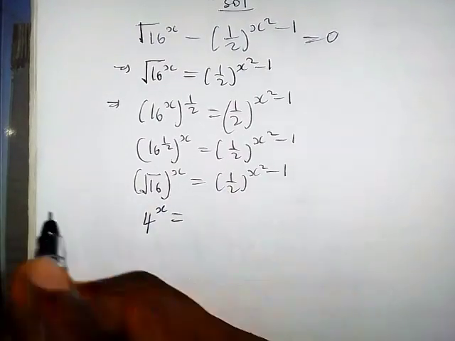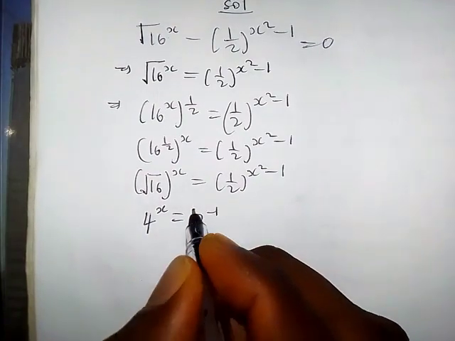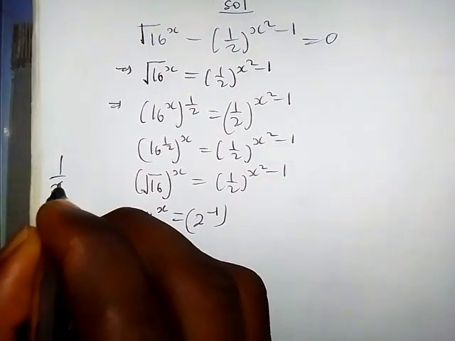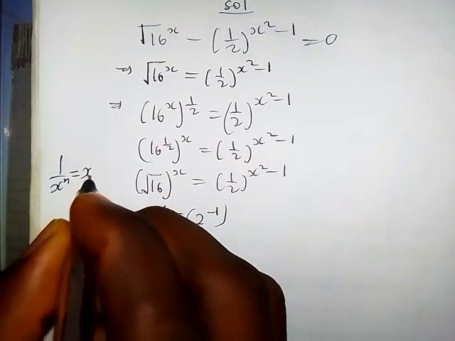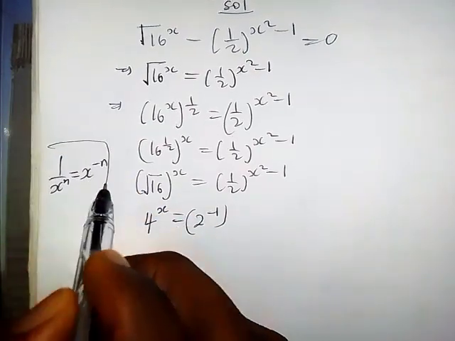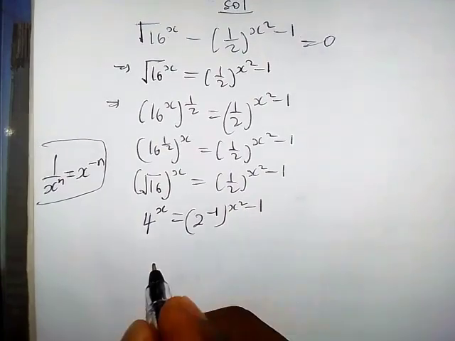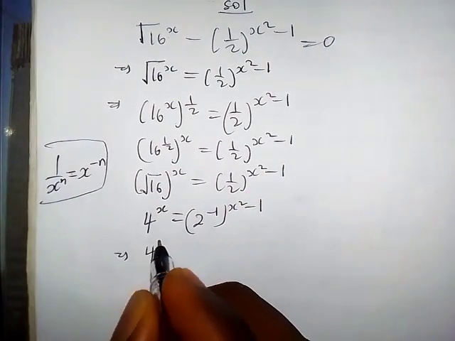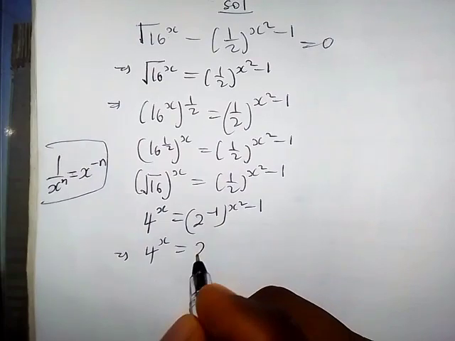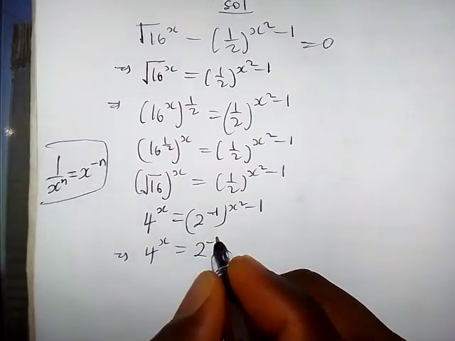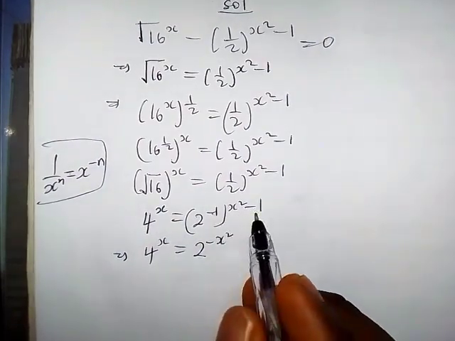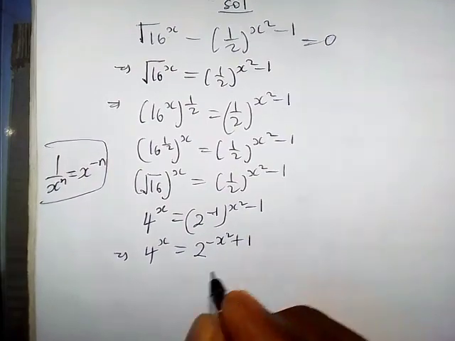1 over 2 can be written as 2 raised to minus 1. By applying this property, whenever we have 1 over s raised to n, it is written as s raised to minus n. So that's what we applied here, times the power x squared minus 1. So this implies that 4 raised to x equals 2 raised to minus 1 times x squared minus 1, that's minus x squared, minus 1 times minus 1, that's plus 1.